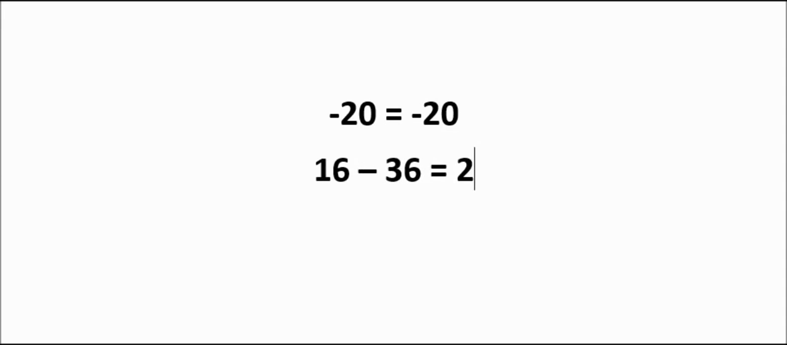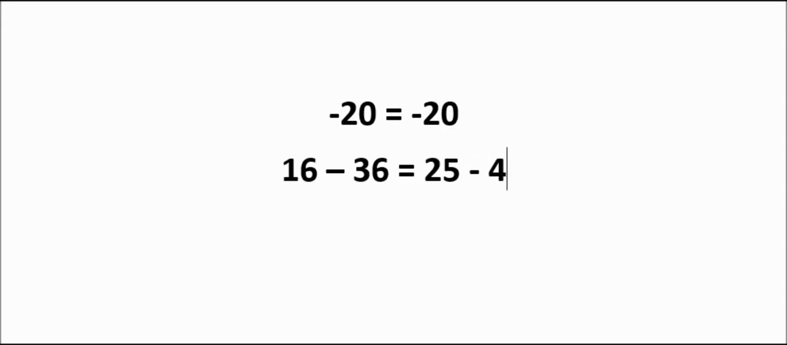First of all, I'm gonna take a number, which is negative 20. Obviously negative 20 is equal to negative 20, so that's where we start. Now we can split negative 20 in a couple of ways. The first one would be 16 minus 36. The next one would be 25 minus 45. Both of them sum up to negative 20.